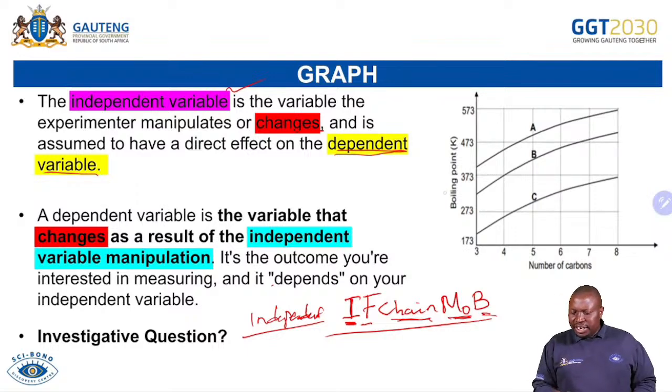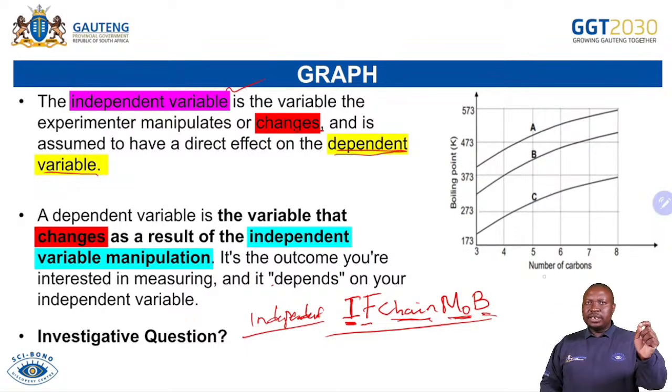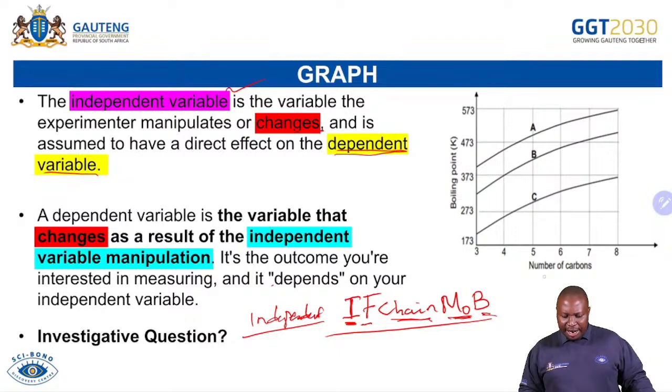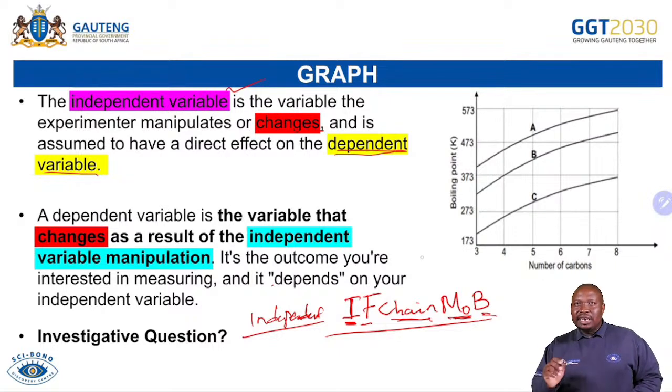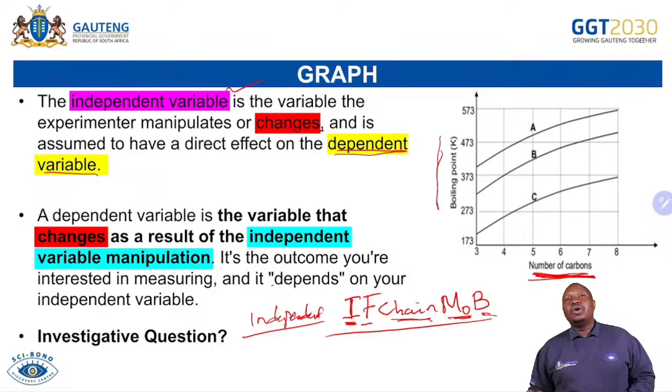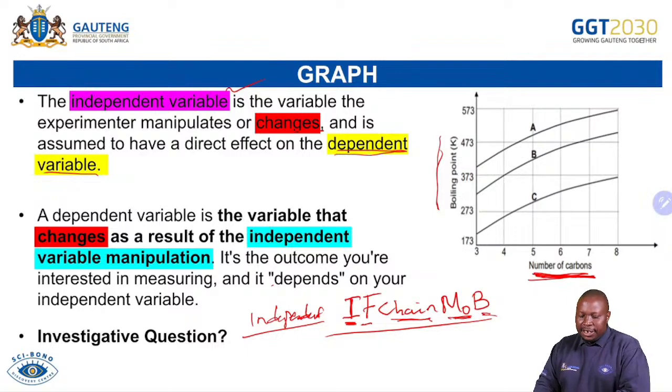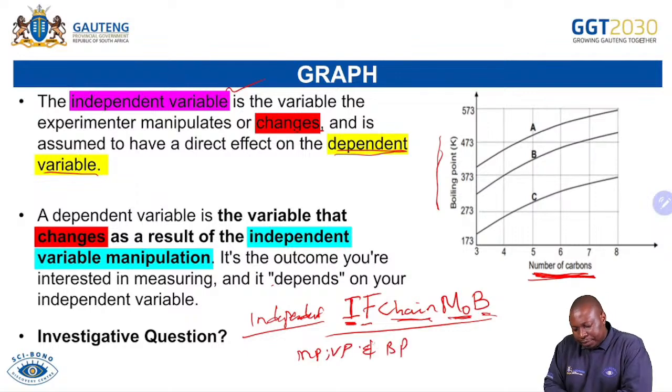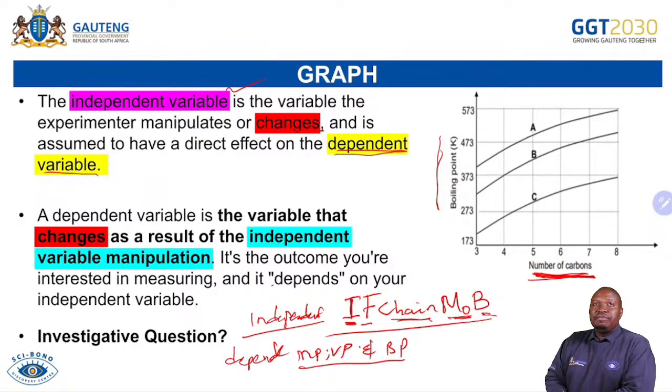Now, the question can be in a graph form. You're expecting, come the day of the exam, Monday, to find a question in a graph form. If the question is in a graph form, you have your independent variable on the x-axis, you know that by now, and your dependent variable on the y-axis. What are the three dependent variables? The melting point, vapor pressure, and boiling point. Those are the three dependent variables. So if they're asking what is a dependent variable, it can only be those three physical properties.